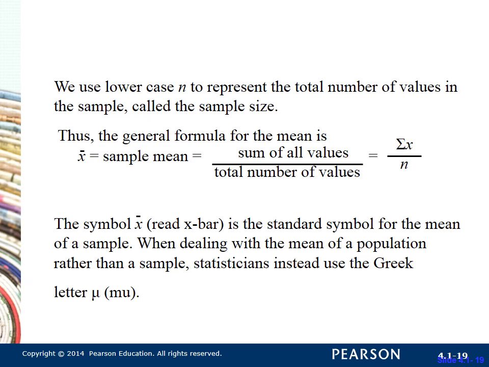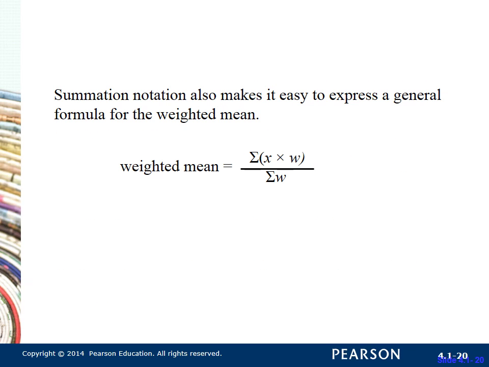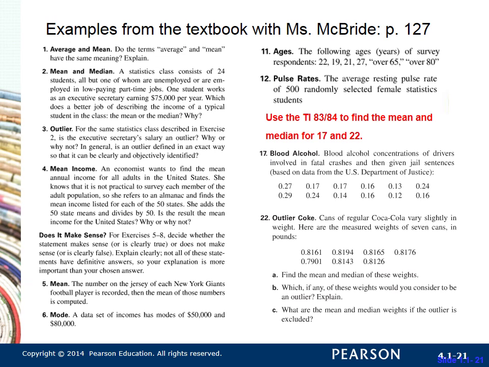And some of the formulas we have later use both x bar and mu. The weighted mean is the sum of all, and I multiply the x times the weight and divide it by the sum of the weights. All right, so let's take a look at some examples from the book.